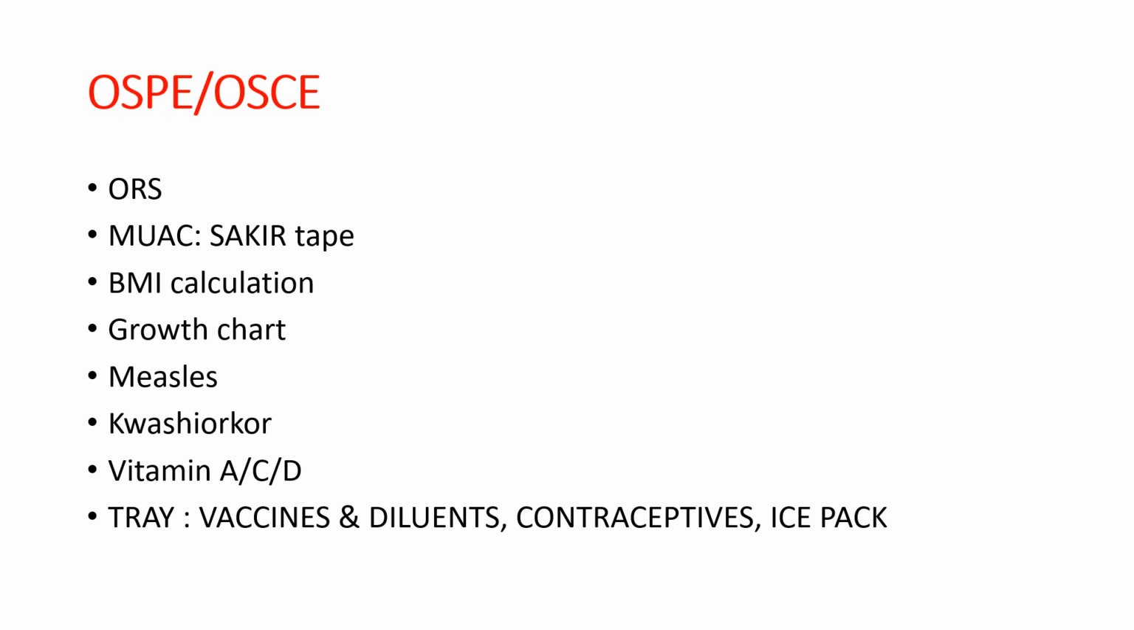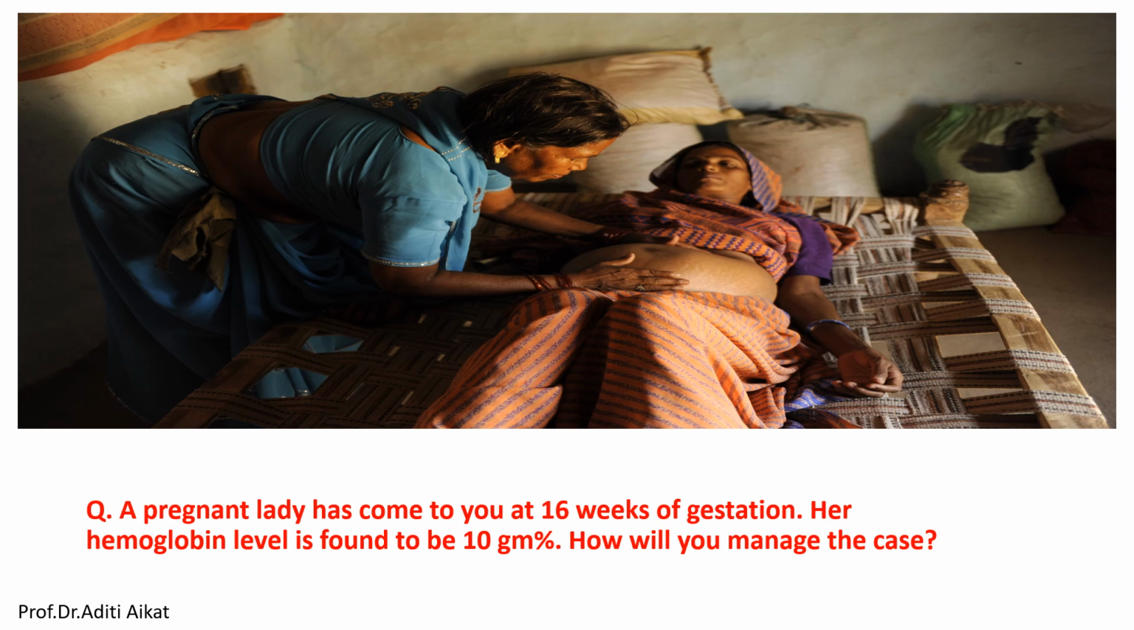And apart from this, in the Grand Viva table, you'll also have the very infamously famous tray. This tray will contain the different vaccines, the diluents, the contraceptives, the ice packs, and the mother and child protection card, and things like that. So this is a brief overview of how the practical is going to look. But now, without losing any time, we will go into the problem cards.